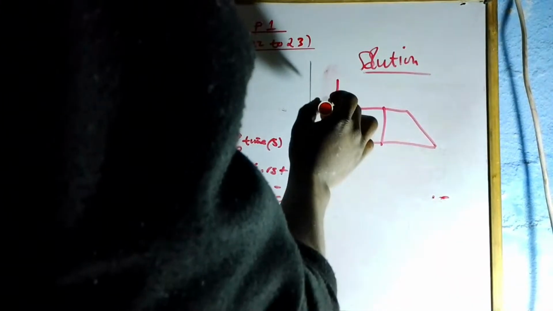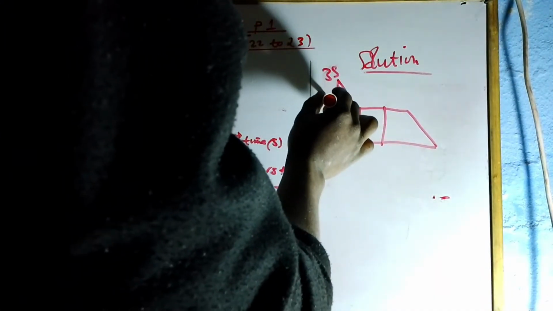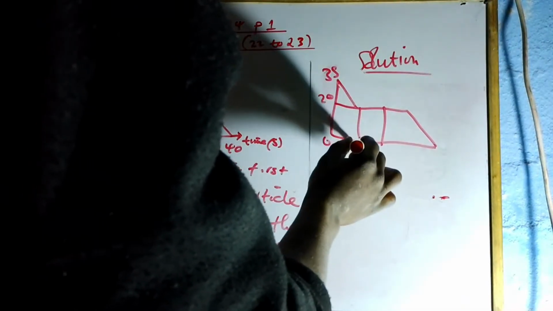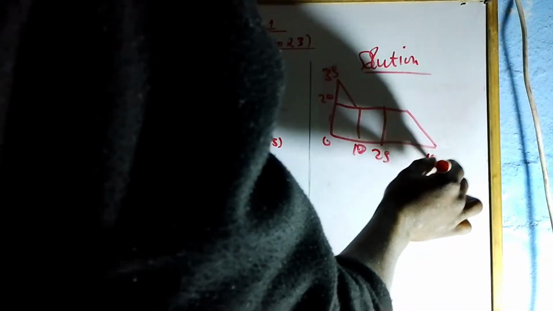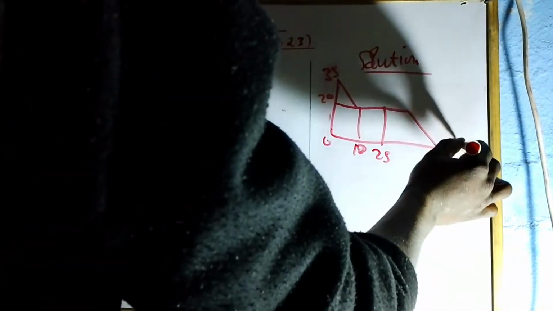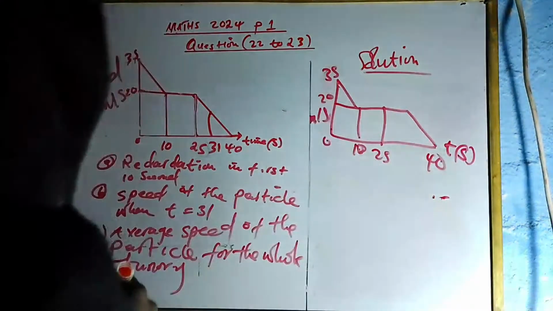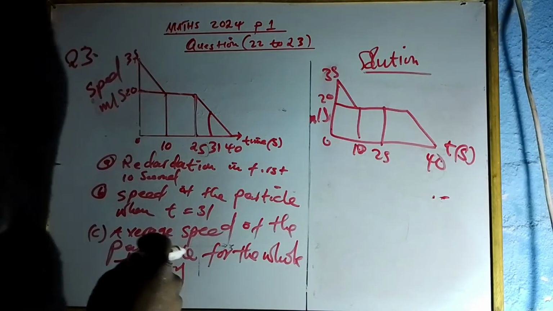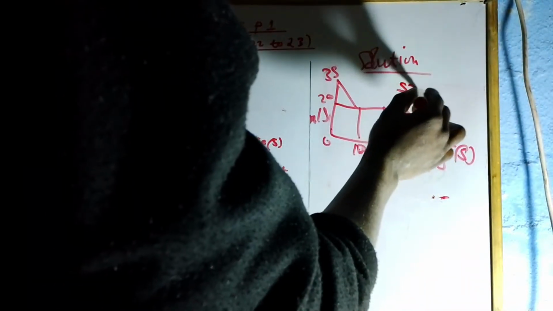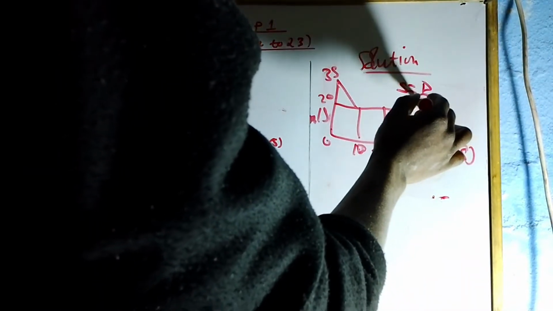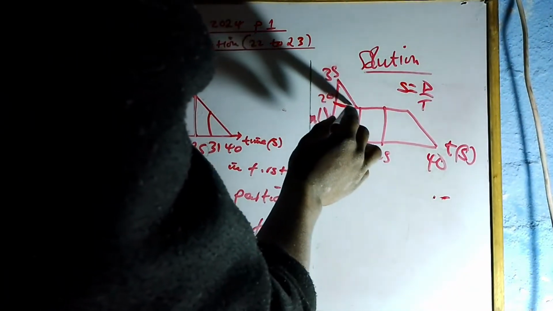Okay. Here we have 35, 20, 0, 10, 25, 40 as the time, which is in seconds, and the speed in meters per second. Okay. So now let's find the average speed for the whole journey. We all know that speed is equal to distance over time. So we're going to find the distance throughout this.